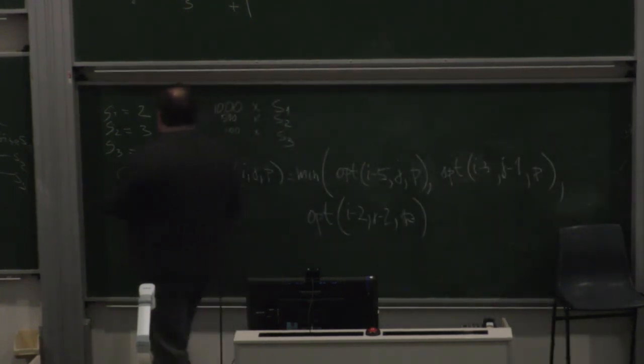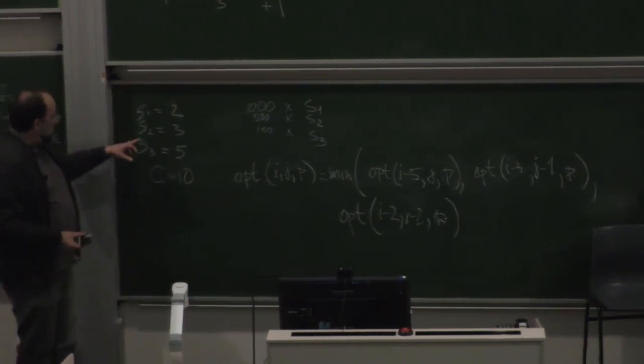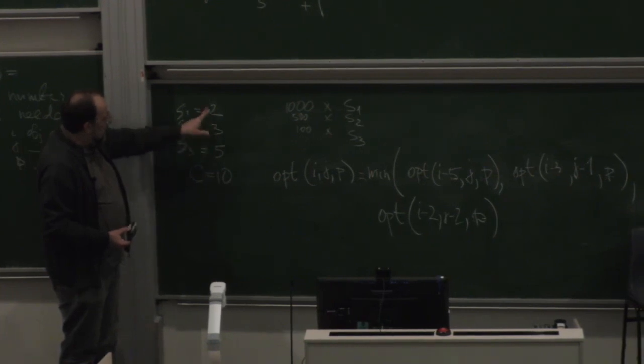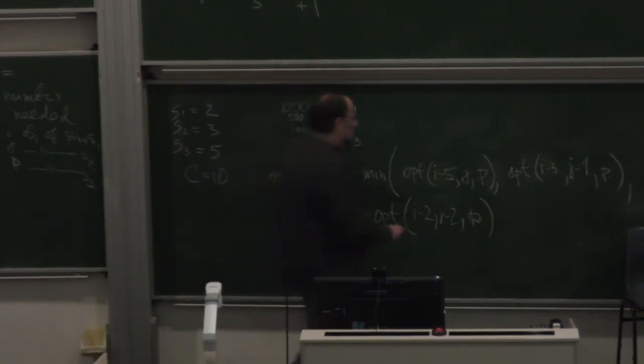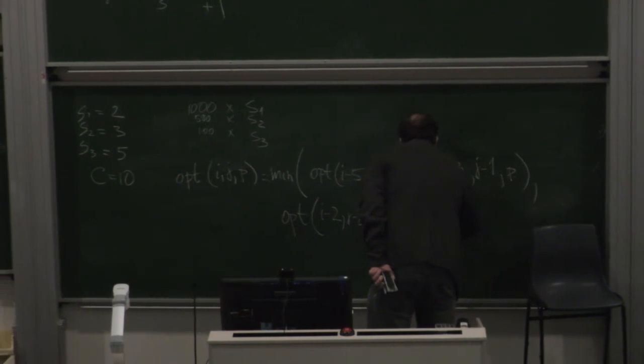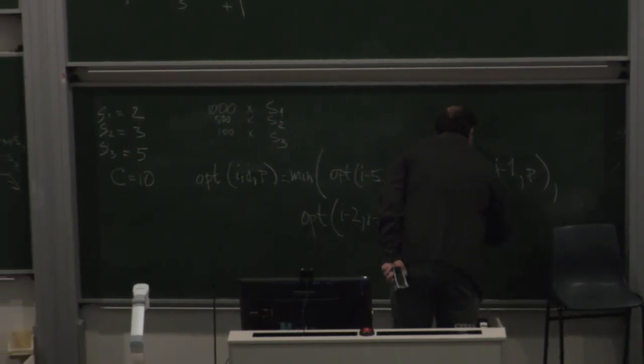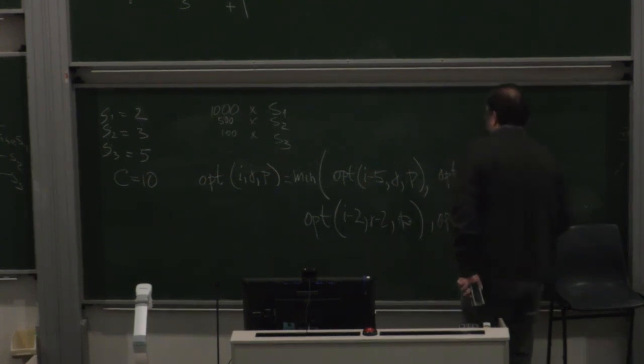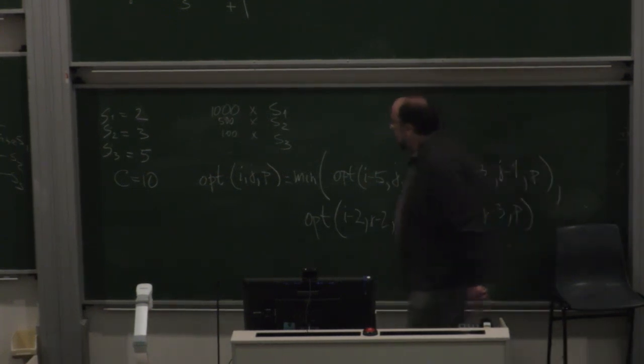And now you simply try all the remaining possibilities. So if you take 3 of these, then you cannot put anything else. So the next one to try will be opt of I, J minus 3, P. And now we have to start adding.